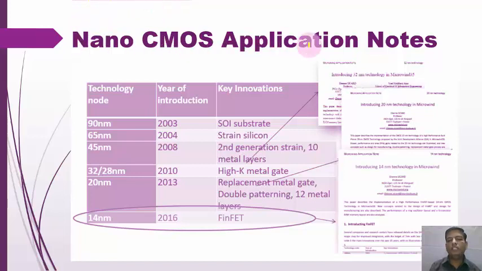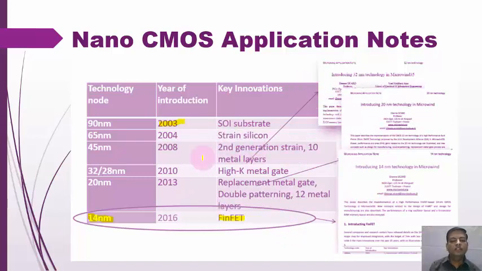Here, Nano CMOS application notes. Different technology nodes are there on which we can form designs: 90 nanometer technology, 65 nanometer, 45 nanometer, 32, 28, 20 nanometer, and nowadays 40 nanometer technology should be available. That is the year of introduction, 2016. Starting from 2003 to 2016, SOI substrate key innovations. Now FinFET technology is used. So these are some reference papers.